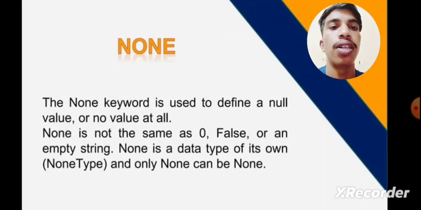None. The None keyword is used to define a null value or no value at all. None is not the same as 0, False, or an empty string. None is a data type of its own, NoneType, and only None can be None.